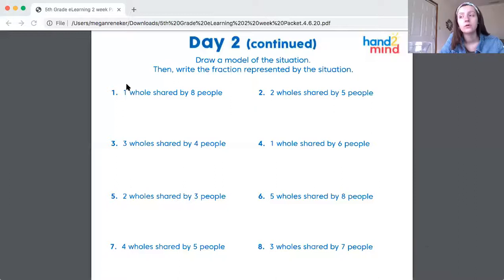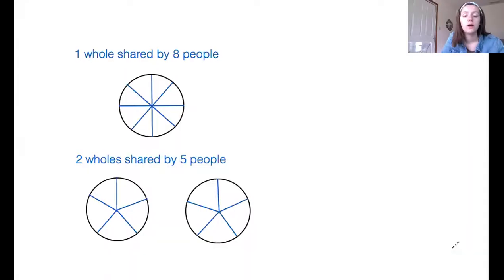All right, now we're going to go ahead and look at the page that says day 2 continued. The page is going to look like this, and we're going to look at problems 1 and 2. Our instructions are to draw a model of the situation, then write the fraction represented by it. So when you're looking at those problems, the first one is 1 whole shared by 8 people.